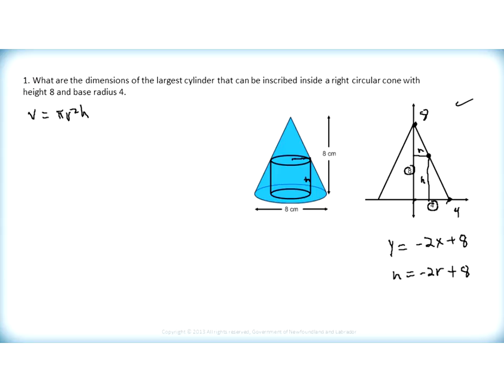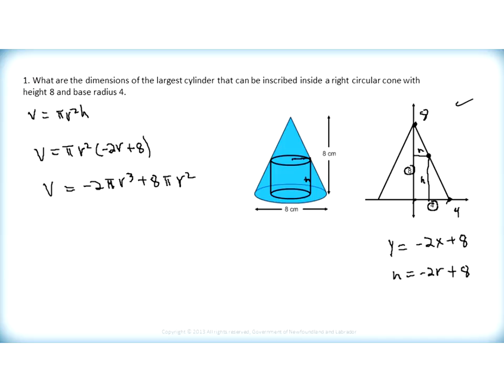Alrighty, so over here then, I can make a substitution with my secondary relationship to replace the height variable this time and make it -2 times the radius plus 8. So my volume will be -2 pi r cubed, and plus 8 pi r squared. Alright, so there's a good one.